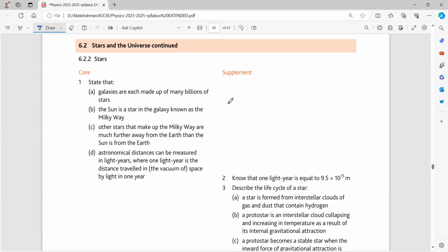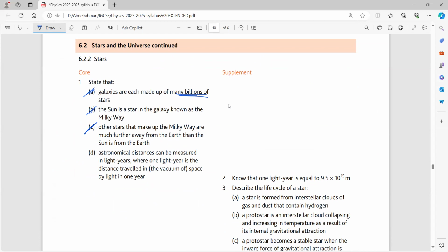Now let's talk about the galaxies first. The galaxies are made up of what? Of billions of stars. Our Milky Way consists of billions of stars. The sun is only one of these hundreds of billions of stars inside the Milky Way. The other stars are much, much further away from us. The closest star to us, other than the sun, is about 4 light years away.